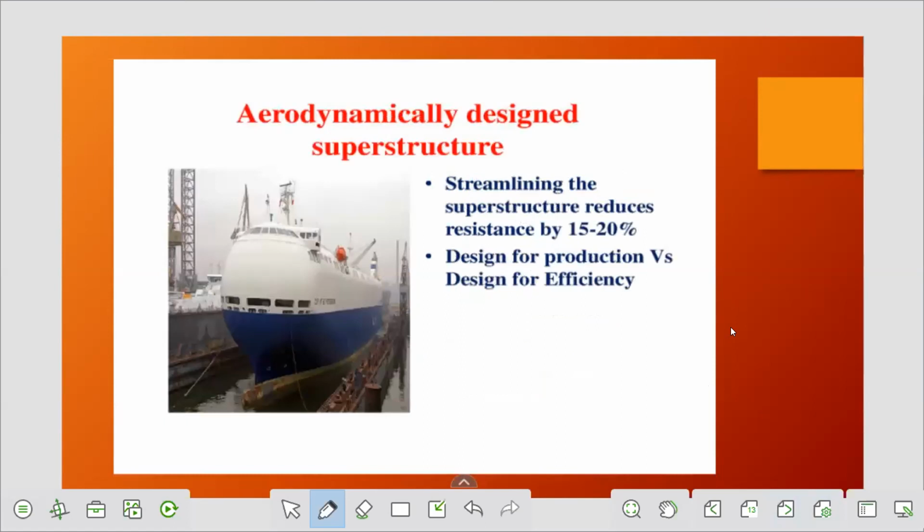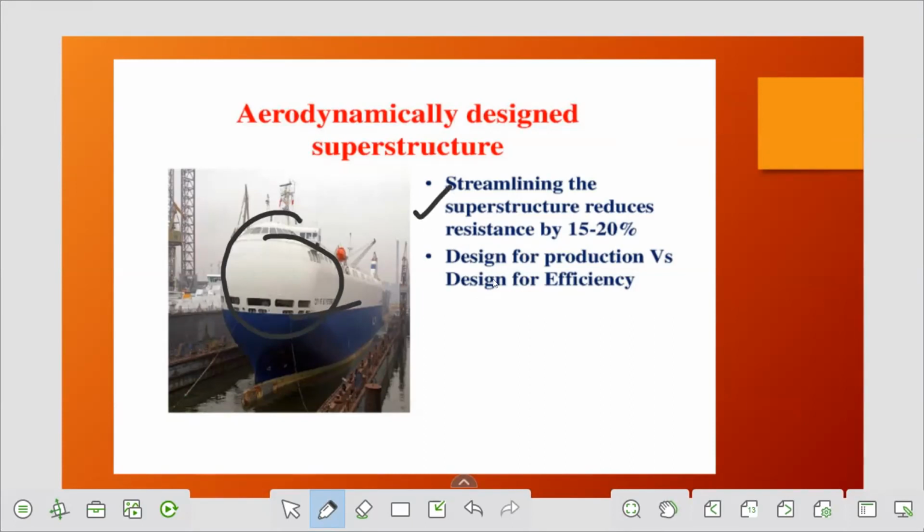And the next important one is the aerodynamically designed superstructure. This is also a very important one. Generally in our naval architectural model resistance tests, we don't bother much about air resistance, because compared to the water resistance, that is a very small component. But based on the superstructure and the freeboard you have, if you can streamline the superstructure aerodynamically, then it will reduce resistance.